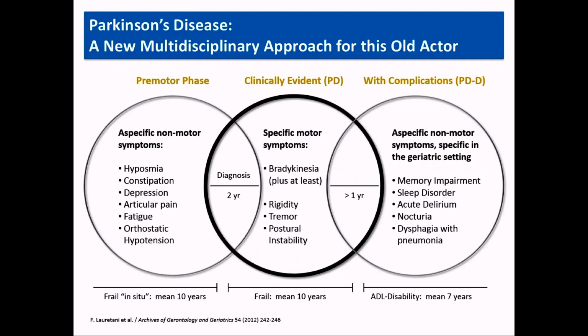In conclusion, we may identify three major phases of Parkinson's disease which correspond to the geriatric terms of frailty in situ, frailty, and activities of daily living disability. The premotor phase may involve nonspecific symptoms and depression. Specific motor symptoms of the second phase define the diagnosis of Parkinson's disease. And the final phase of complications includes memory impairment and disabilities from other geriatric syndromes.